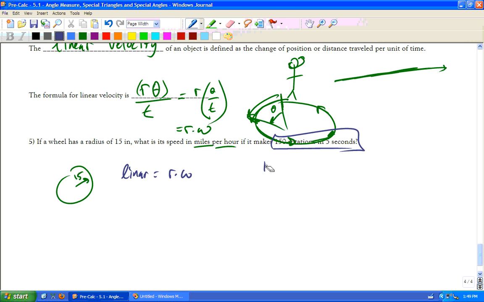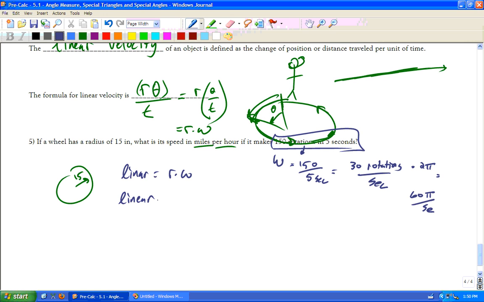So for the linear velocity, we're going to look at r times omega. The reason why is we can figure out omega pretty easily. We're going to say omega is 150 rotations per every 5 seconds. That means it's 30 rotations per second. In order, though, to figure out the linear speed, we need to be looking at radians. Well, 30 rotations, if we figure out how many radians that is, we just need to multiply by 2 pi, which equals 60 pi radians per second. So our linear velocity will equal 15 inches times 60 pi per second.